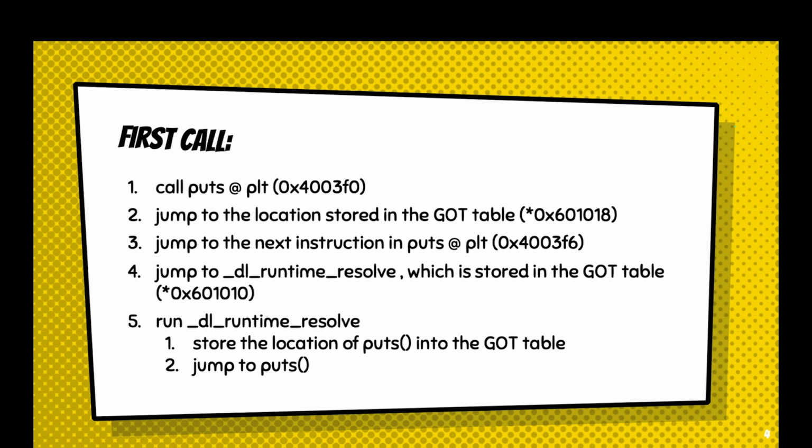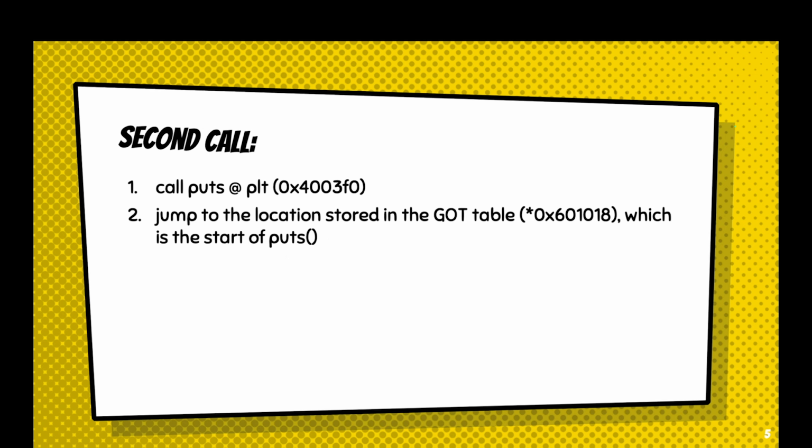Because we already updated the information in the GOT table, next time when we call puts again, although it will go to the PLT section again, PLT will actually get the actual address of puts directly from the GOT table, so it's already stored over there. And now the program will directly jump to puts instead of going through _dl_runtime_resolve all over again. And this is how dynamic libraries work.